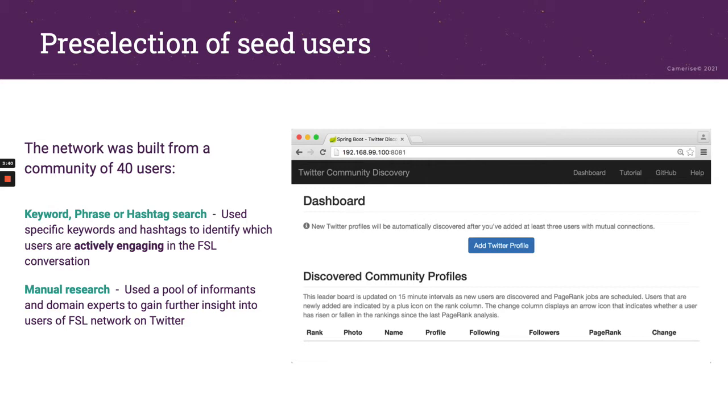For selecting seed users, I employed a hybrid approach of keyword search, where I used specific keywords and hashtags to identify which users are actively participating in the FSL conversation. Activity in this case was measured by the frequency of relevant keywords, phrases, or hashtags across all of a user's tweets. And secondly, manual research conducted by domain experts was also critical in identifying who to include in the initial set of seed users.